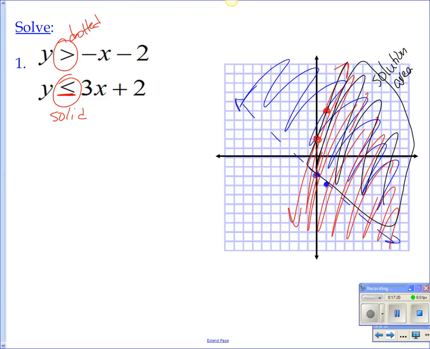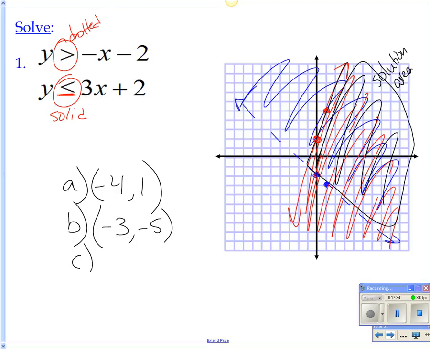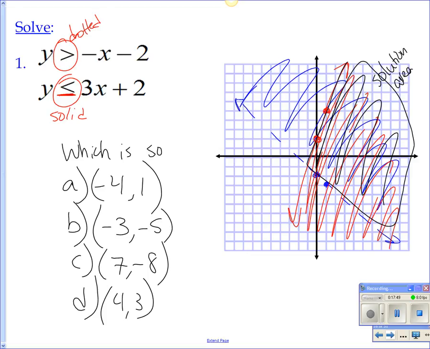Let's pretend this was a multiple choice question. Am I done talking yet? All right, hold on, please. Negative 3, negative 5, 7, negative 8, and 4, 3. Okay, the question might ask, which is a solution? Which is a solution? You don't have to write it. Okay? Just look up here for a minute so you know.